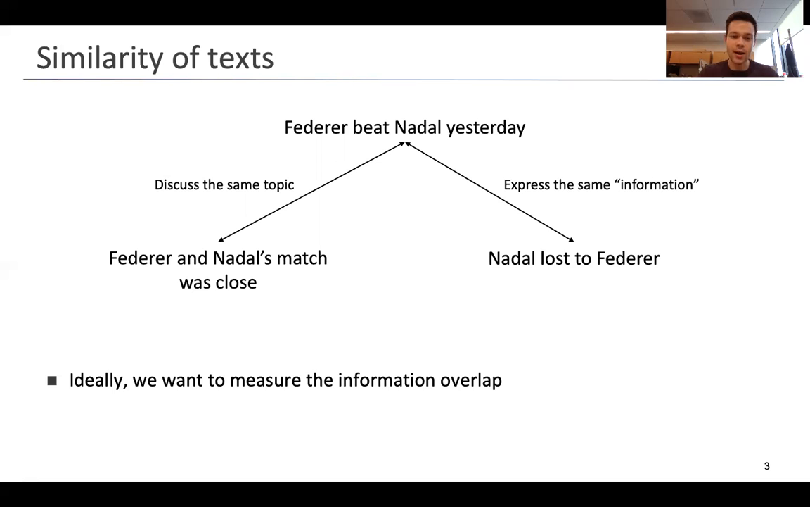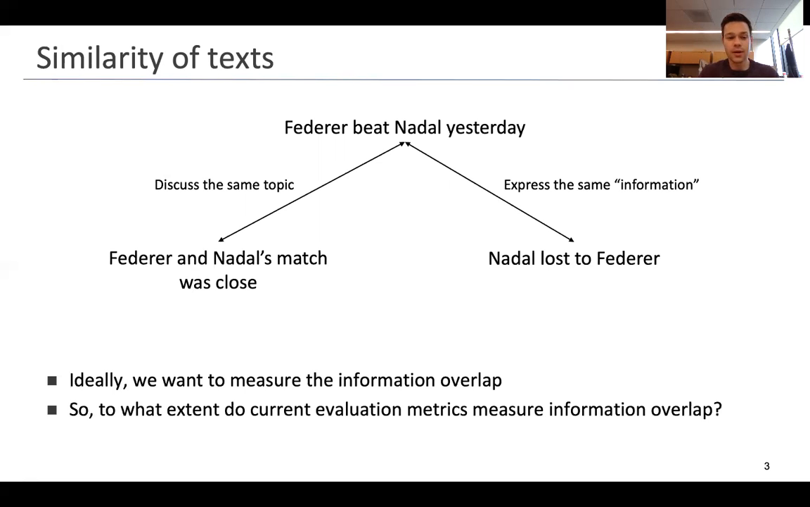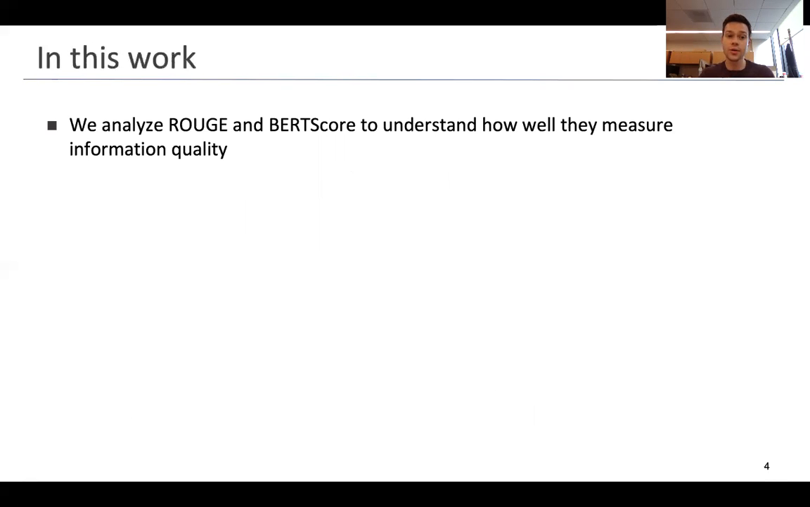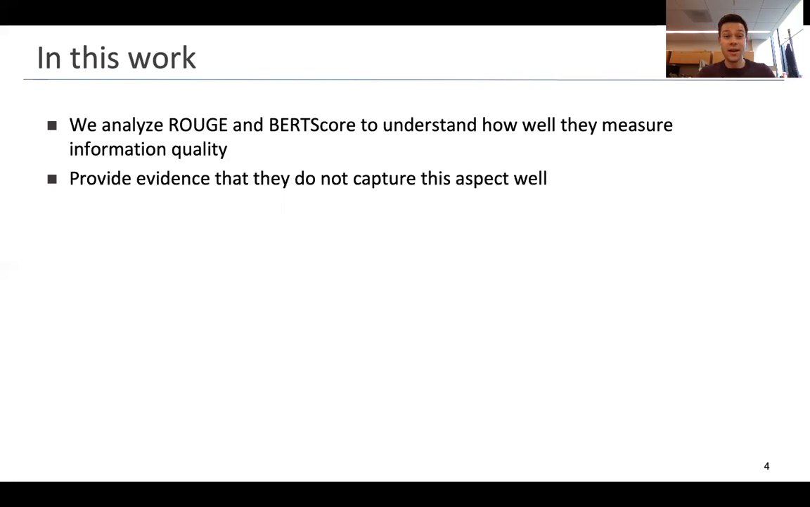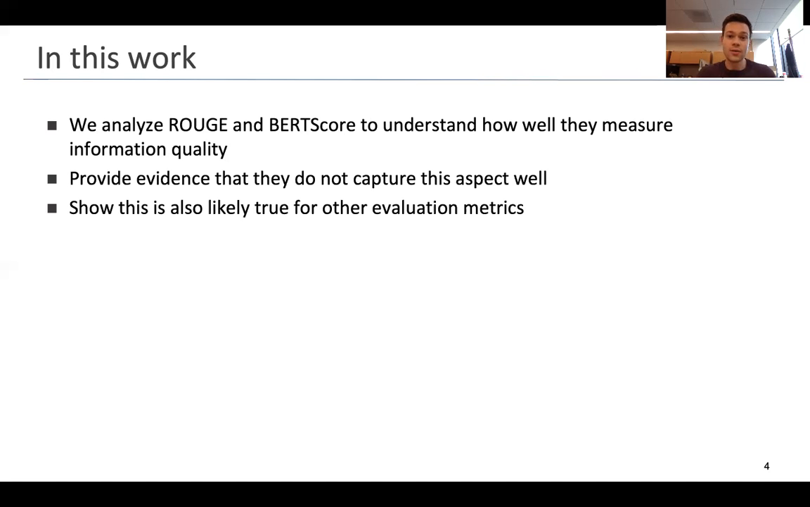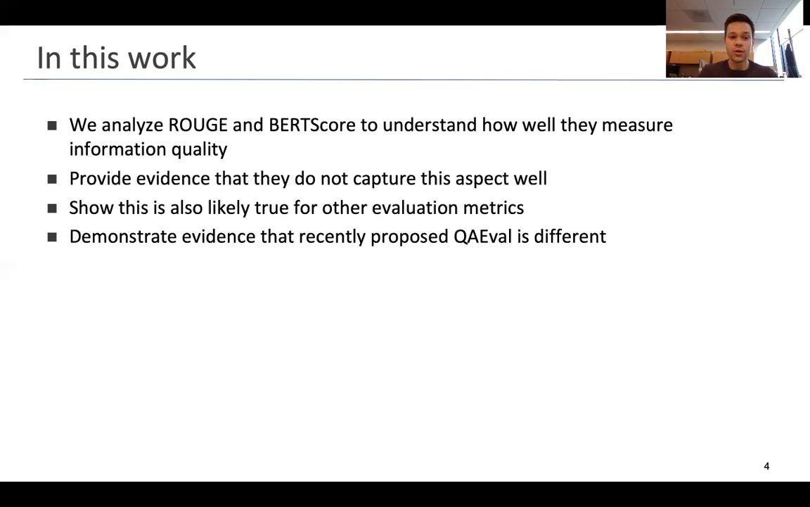And so the question for this paper is really, to what extent do current evaluation metrics successfully do this? In this work, we're going to analyze Rouge and BERTScore to try and answer this question. We're going to provide evidence that they do not capture this aspect well, and show that this is also likely true for some other evaluation metrics. And finally, we'll briefly show some preliminary evidence that a recently proposed metric based on question answering does behave differently.